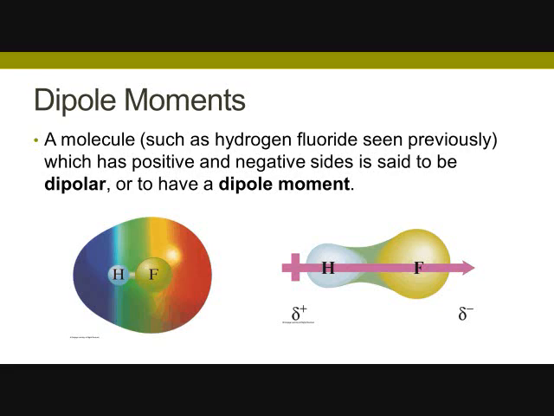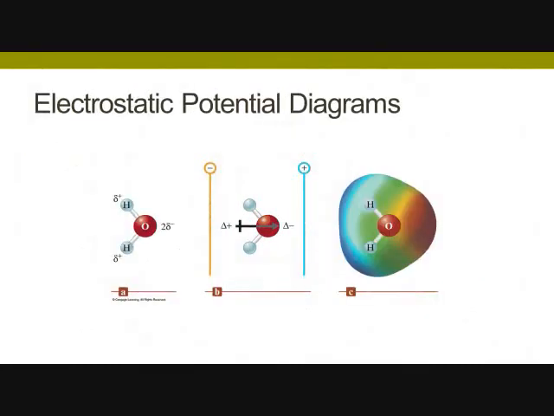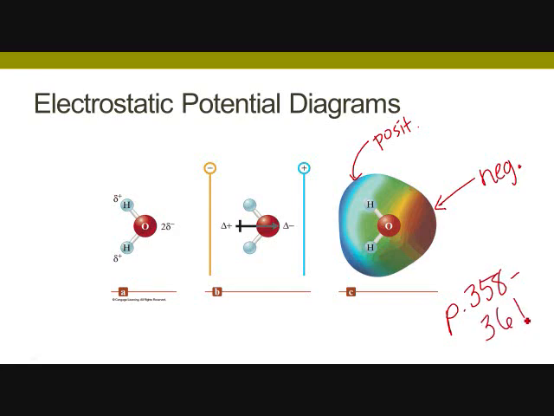In these pictures, which I have a bunch more of for you, does anybody want to take a guess? Is the red the negative side or the positive side? The negative side. So red is the negative side, and the blue is the positive side of the molecules. Whenever you see this coloring, and there is coloring like this in your book, with these electrostatic potential diagrams, pages 358 through 361 in our textbook.